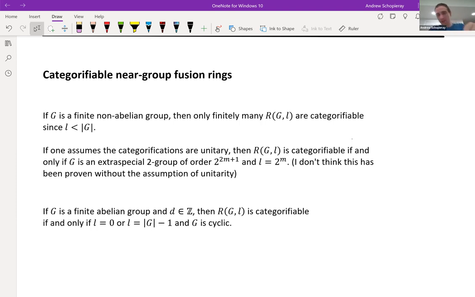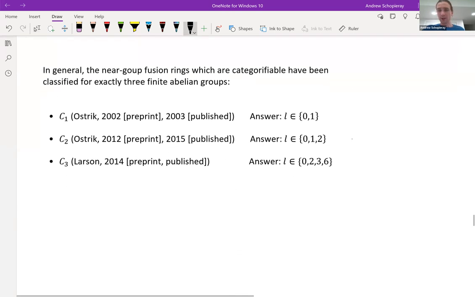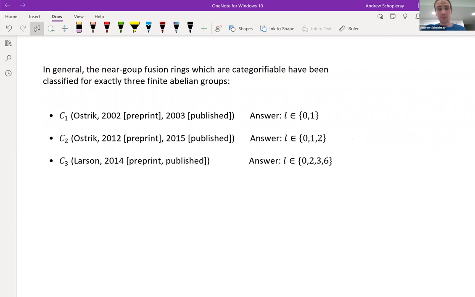So I'll breeze through this historical fact, but there's lots of different results about when these near group fusion rings are categorifiable that I've already discussed. In fact, for the non-abelian groups, if you include this assumption of unitarity, then technically they have been completely classified. And for that special case that your multiplicity is one less than the group, we also have a nice classification. But other than that, there isn't much. So if I start with an abelian group of invertible objects, there's basically only 3 abelian groups that have been completely classified when they're categorifiable.